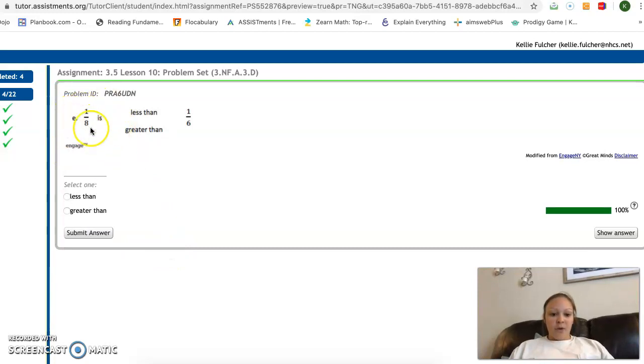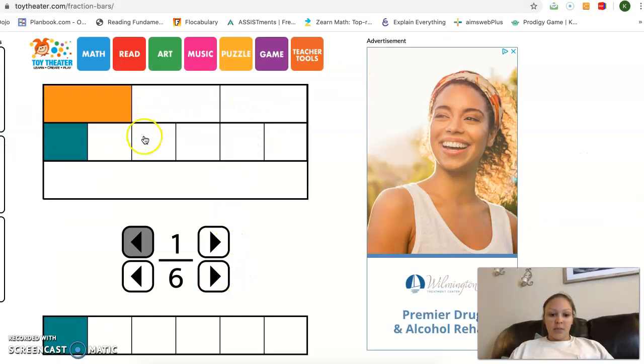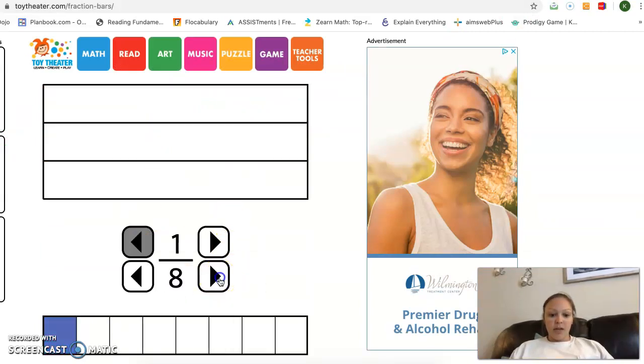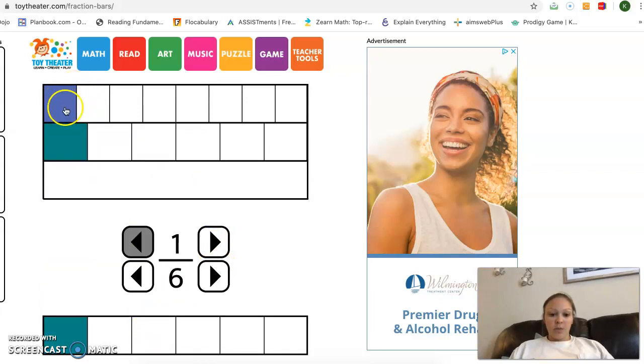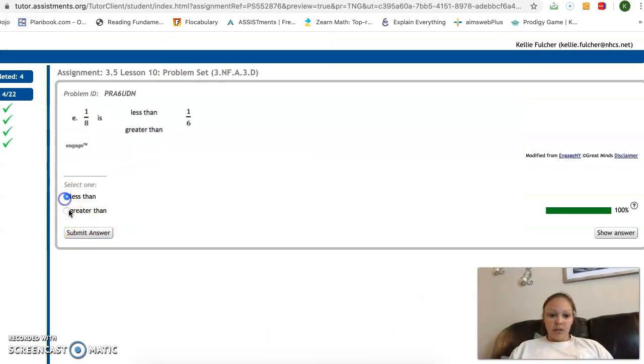Here we have 1/8 is less than or greater than 1/6. I'm going to go ahead and put in 1/8 and 1/6. We can see that 1/8, even though the denominator is bigger, the bottom number is bigger, the fraction is smaller than 1/6. So 1/8 is smaller than 1/6, or less than.